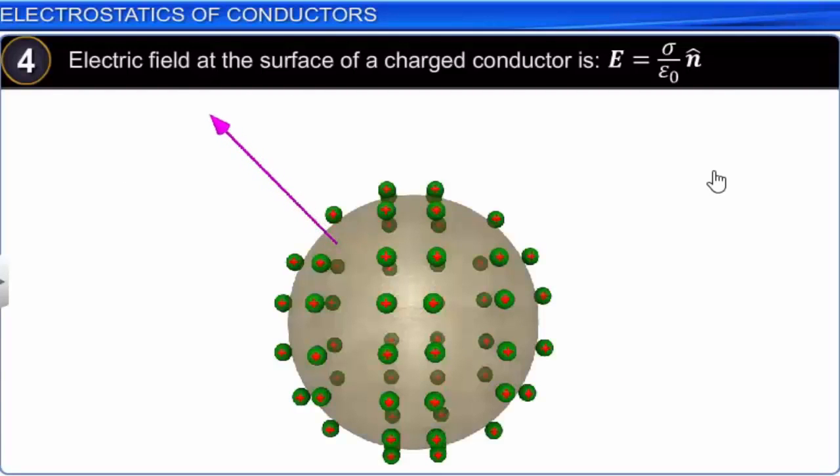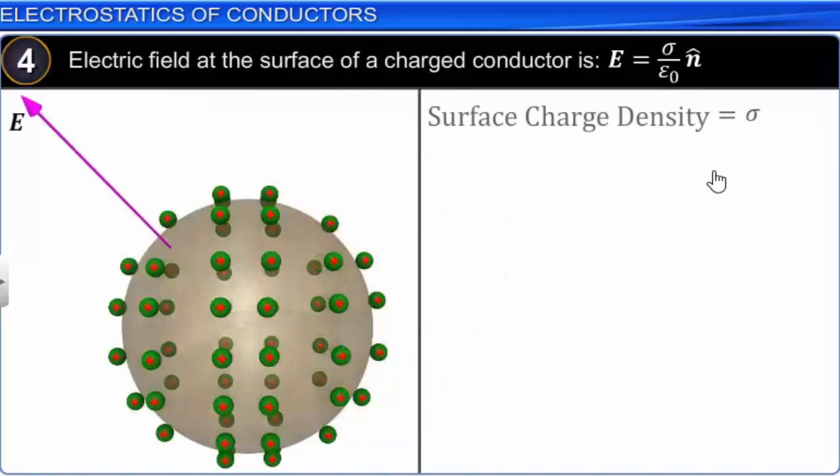Four, electric field strength E at the surface of a charged conductor is equal to sigma by epsilon naught into n cap. Let the surface charge density be sigma. We know that the surface charge density is defined as the charge per unit area of the surface. Surface charge density is equal to the ratio of the total charge on the surface to its area. Let us consider a Gaussian surface in the shape of a small cylinder, which is part inside the conductor and part outside the conductor, such that its flat faces are parallel to the surface of the conductor.